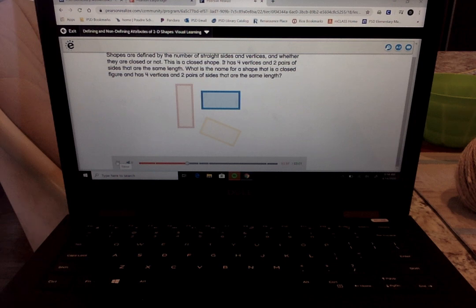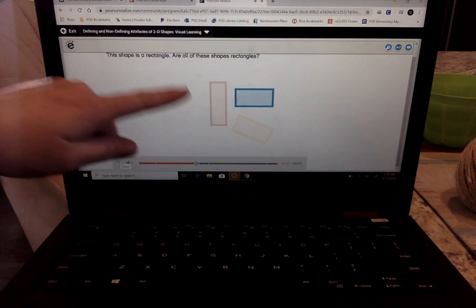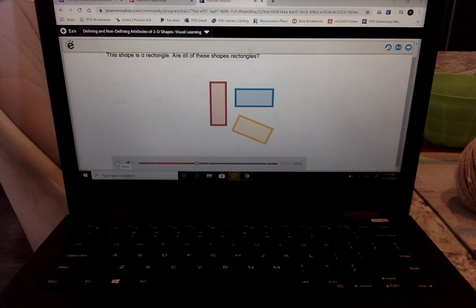What is the name for a shape that is a closed figure and has 4 vertices and 2 pairs of sides that are the same length? What is this shape? This shape is a rectangle. Good. Are all of these shapes rectangles? What do you think? Select your answer.